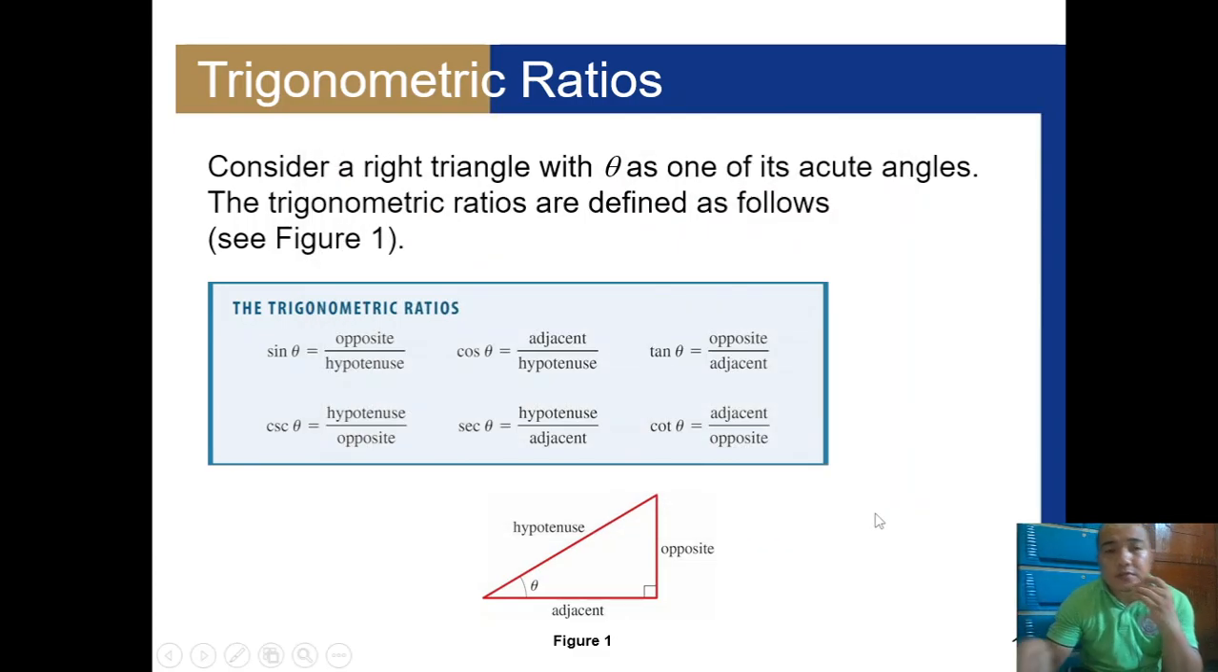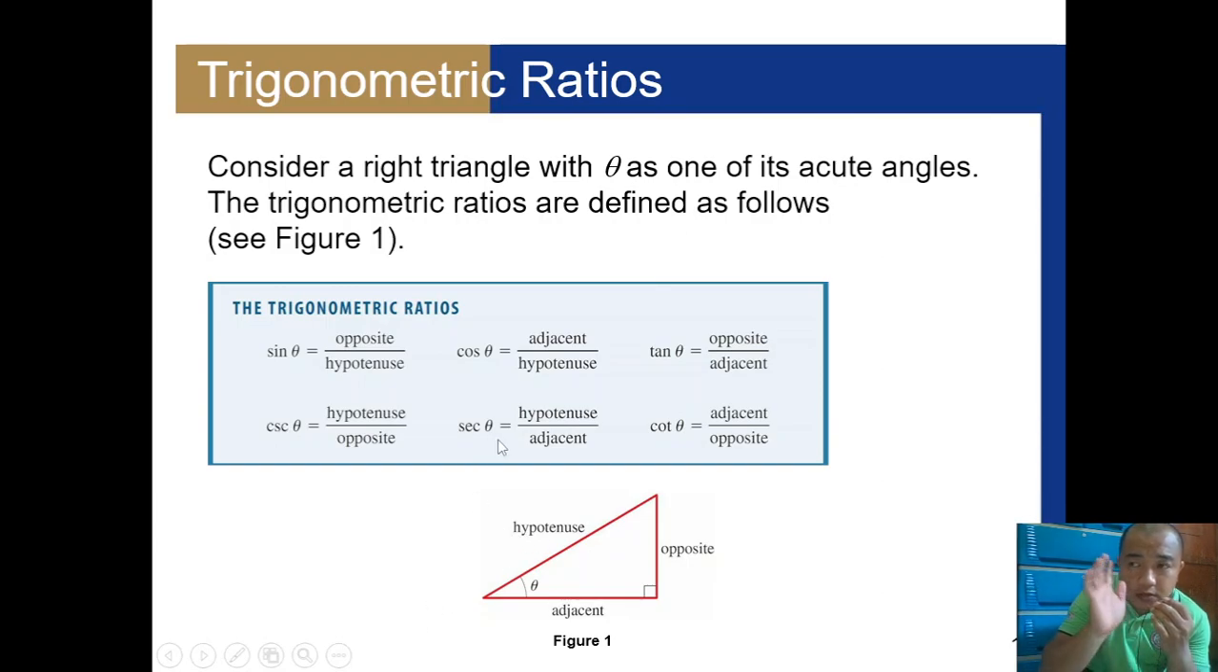Hello, grade 9 students. Let us recall the 6 trigonometric ratios. These are the sine, cosine, tangent, cosecant, secant, and cotangent. So let's consider a right triangle with theta as one of its acute angles. The trigonometric ratios are defined as follows. So figure 1, we have here figure 1 below.